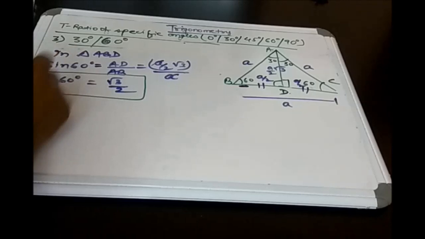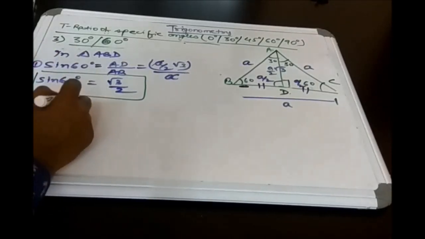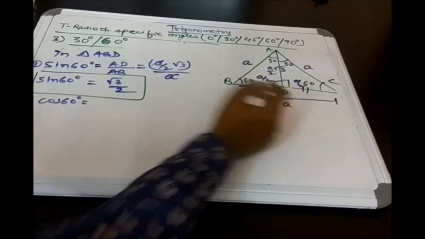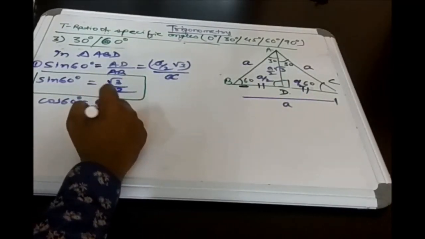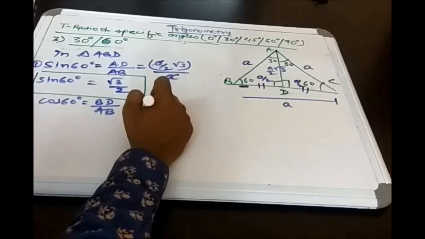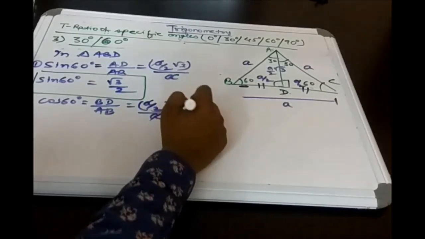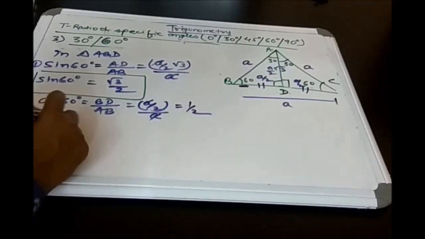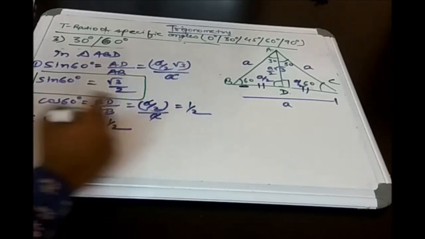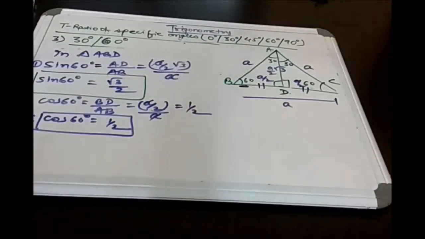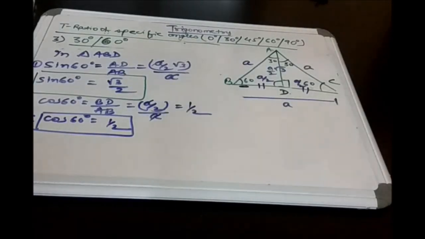Similarly, cos 60 degree will be base, that is BD, by hypotenuse, that is AB. BD is A by 2 divided by A. Here we will cancel A out, so it becomes half. Therefore, cos 60 degree is half, 1 by 2. Okay, I think you will be able to find the value of tan 60 degree, cot 60 degree, sec 60 degree, cosec 60 degree, all of them, by using the relationship between trigonometric ratios.